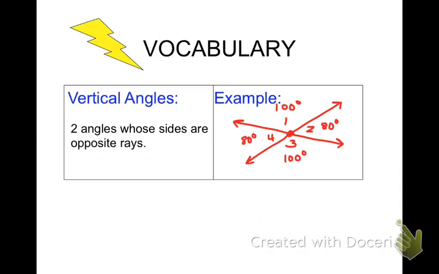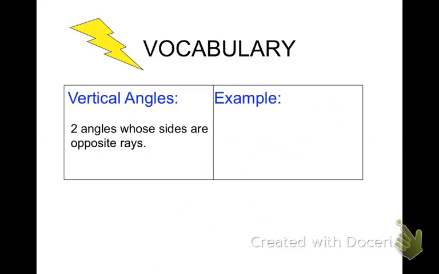Good. Okay, so we're going to say that angle 1 is congruent to angle 3, and angle 2 is congruent to angle 4. And those would be my vertical angles. Does everybody see vertical angles? Yeah. Okay. So angles that are across from each other is the way I think about it, vertically. So if they're across from each other, they're vertical angles.